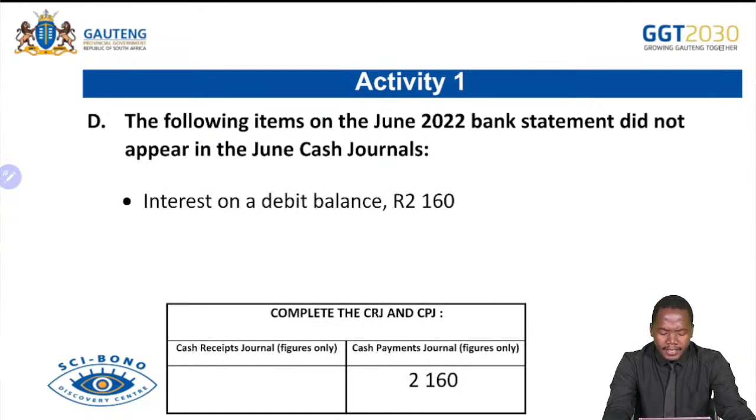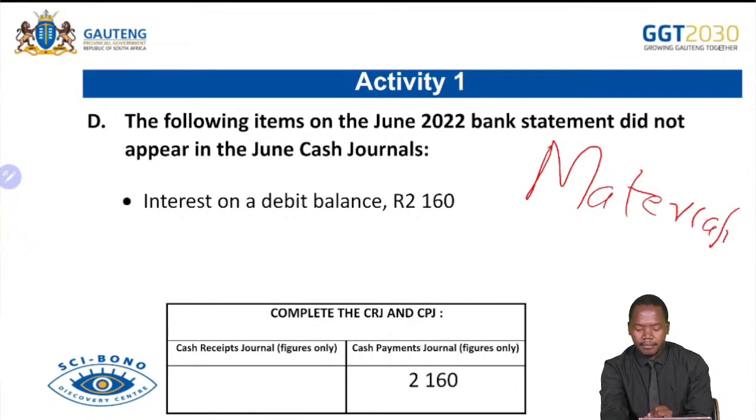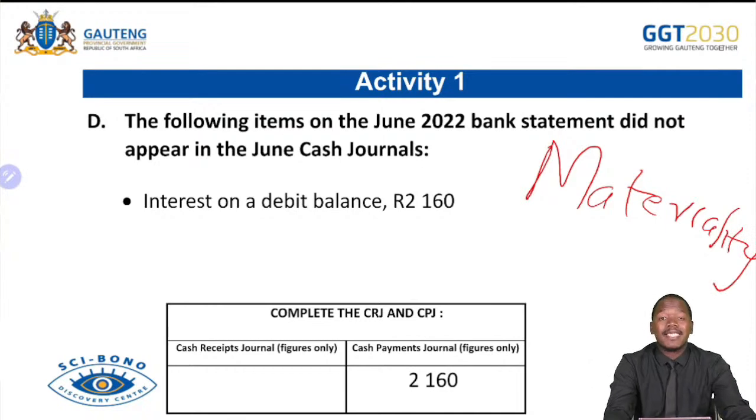Interest on debit balance. Remember the principle of materiality. Don't forget the GAAP principles. The principle of materiality states that the interest must be recorded separate from the fees, from the bank charges. This is why we will show interest on debit balance separately when we are recording. We are observing the principle of materiality.